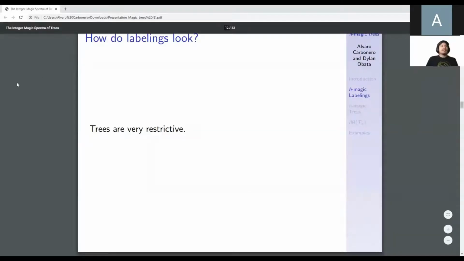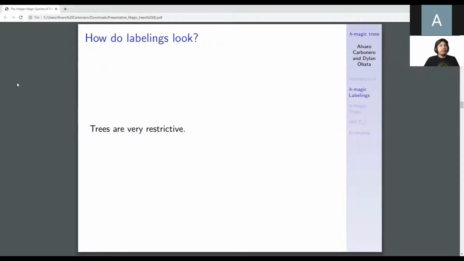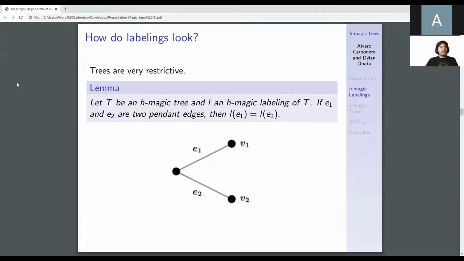And for the next 2 research questions, we pass it on to Alvaro. And with all of the definitions for trees and also for H-magic labelings, it's time to move on to magic labelings in trees. So the first thing to notice about them is that trees are very restricted. One way in which this manifests is in the labeling of the pendant edges, the pendant edges being the edges incident to pendant vertices. So the first thing we're going to learn is that every pendant edge needs to have the same labeling in an H-magic labeling. And this is easily seen because the pendant vertices will have the same labeling as the pendant edges. So for the labeling of the vertices to be constant, we need the labeling of the pendant edges to be constant too.